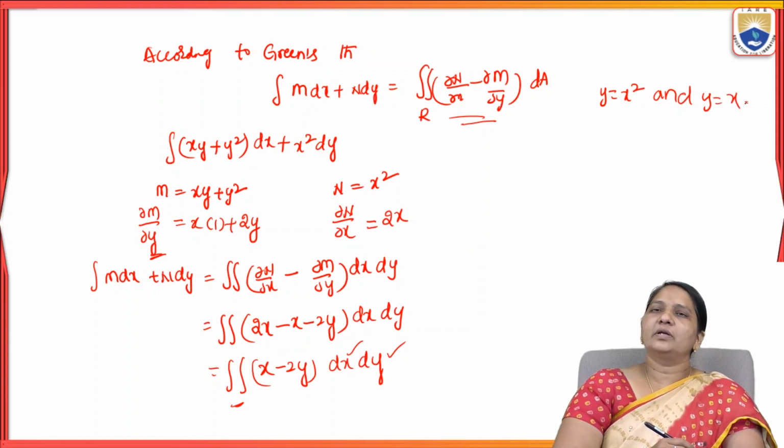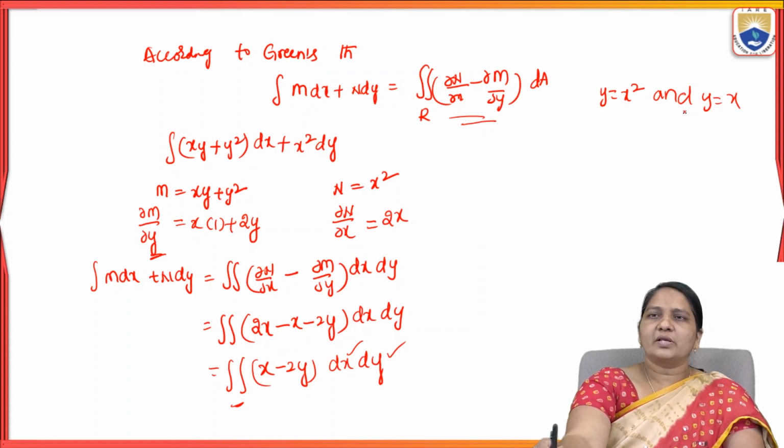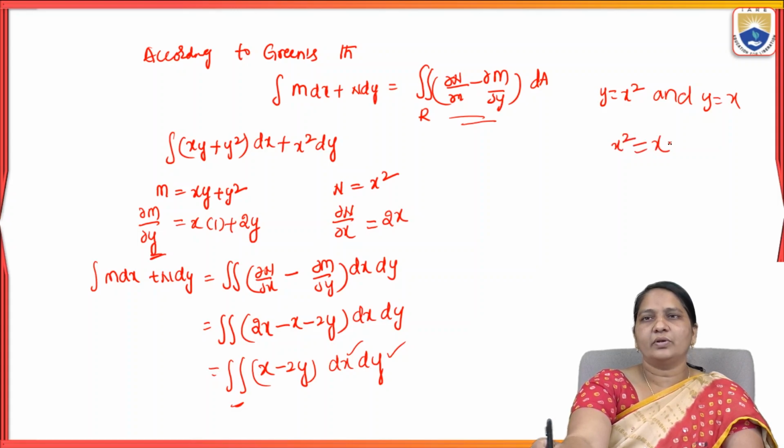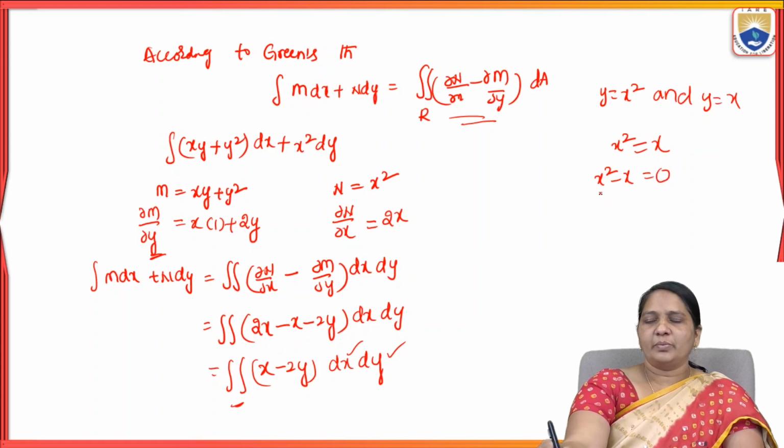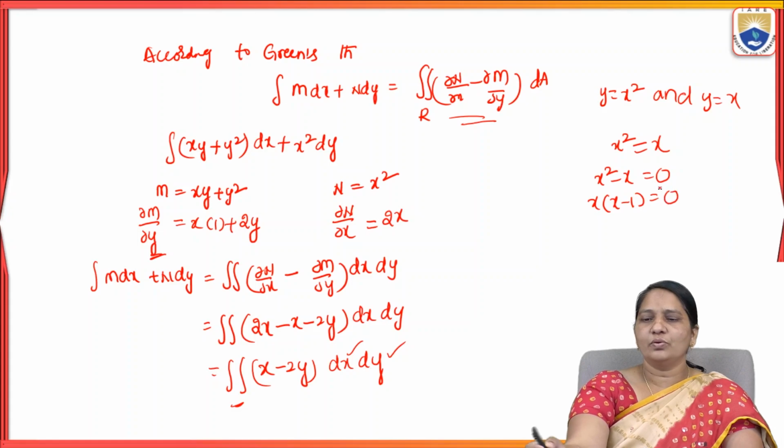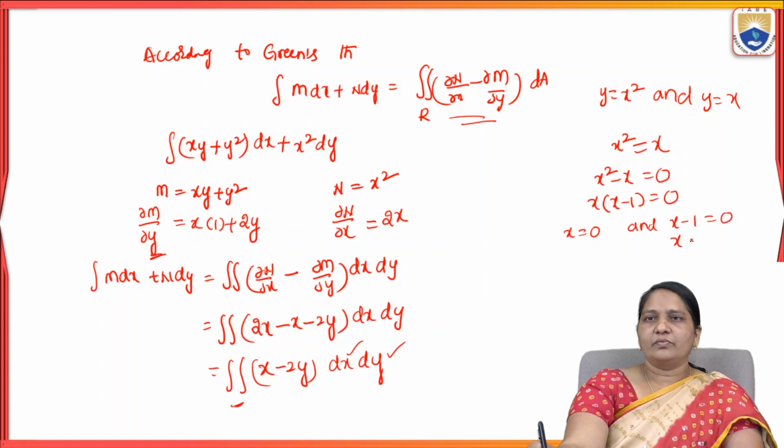How can we find the intersecting points now? By simplifying. y equal to x and y equal to x square means I can write x square equal to x. So x square minus x equal to 0. Taking x common, x into x minus 1 equal to 0. So here x equal to 0 and x minus 1 equal to 0, so x equal to 1.